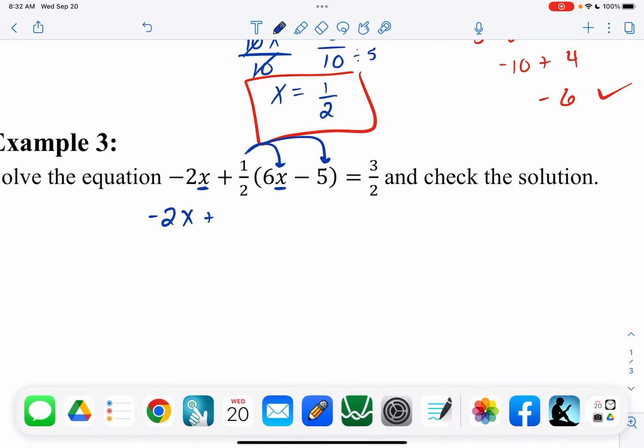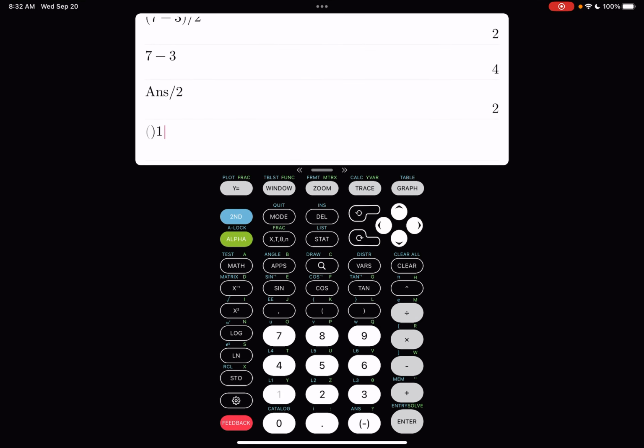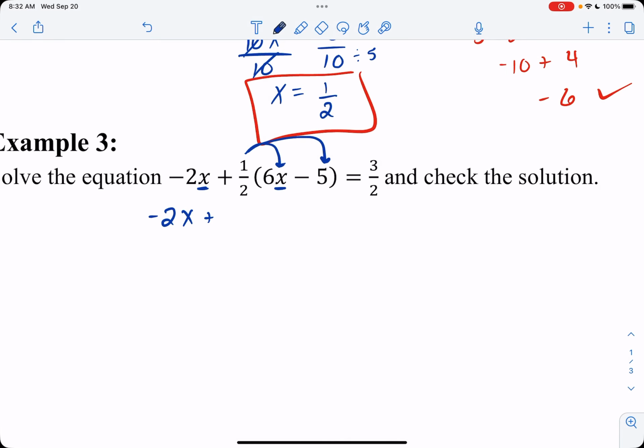If you don't know what 1/2 times 6 is, this is where my calculator comes in. 1/2 times 6. Half of 6 is 3. So yes, it is in fact 3. So 3, but they're x's. And then I have 1/2 times -5. I'm going to write that as plus a negative. 1/2 times -5 is -5/2 equals 3/2.